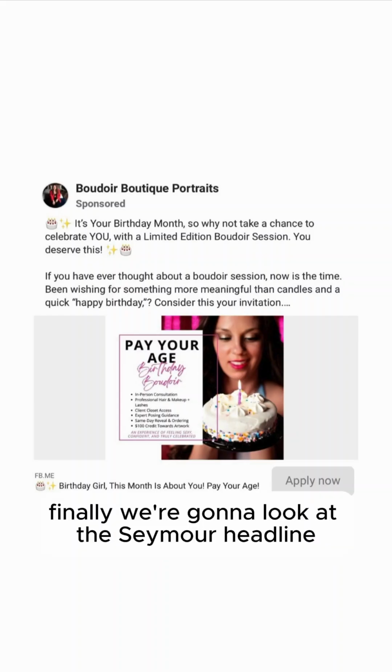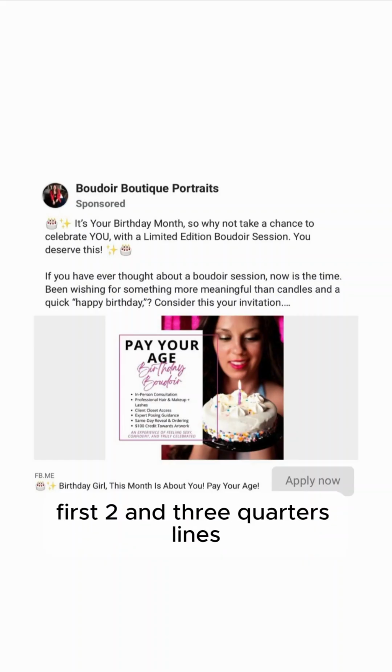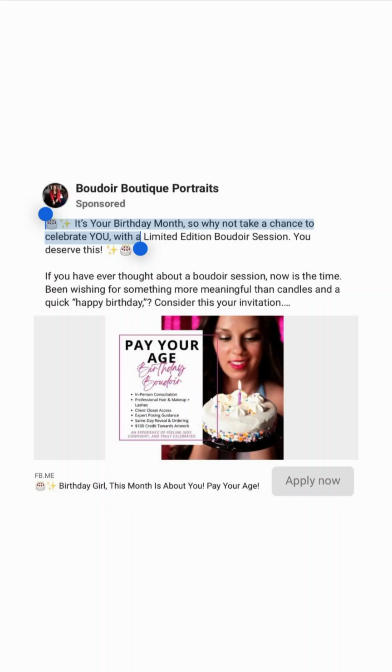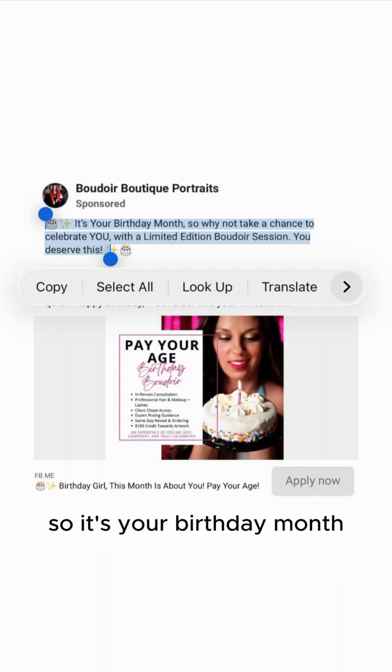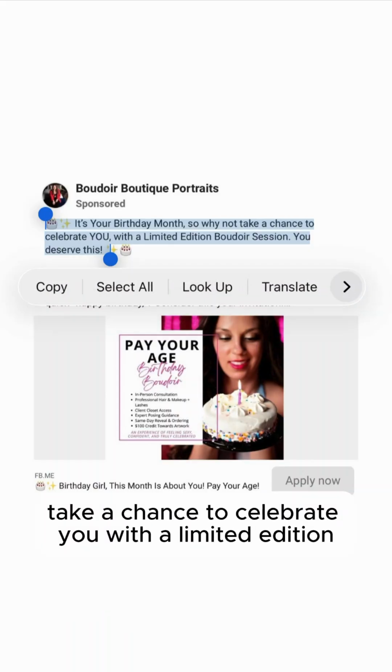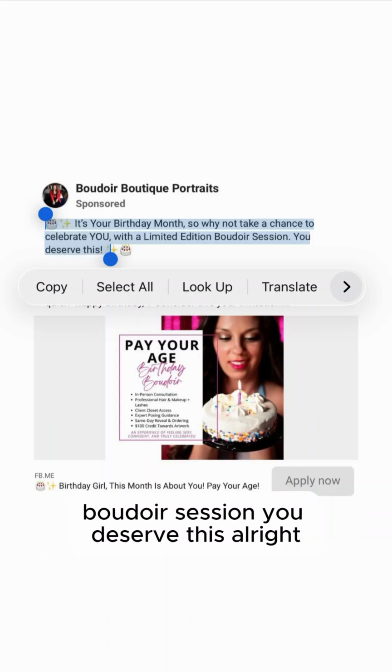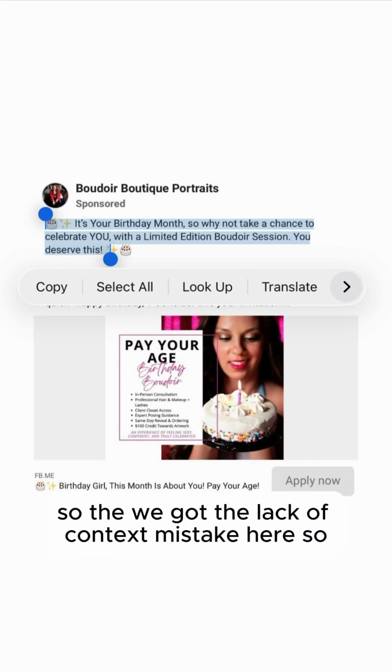Finally, we're going to look at the See More headline, the first 2 3/4 lines on the Facebook mobile news feed. So we're using 2 1/4 lines here. "It's your birthday month, so why not take a chance to celebrate you with a limited edition boudoir session? You deserve this." All right, so we've got the lack of context mistake here.